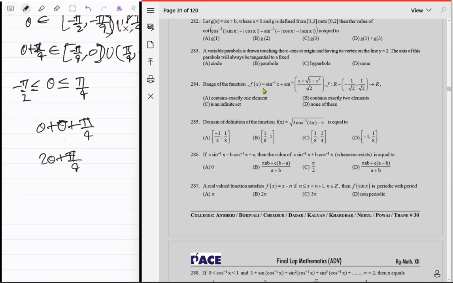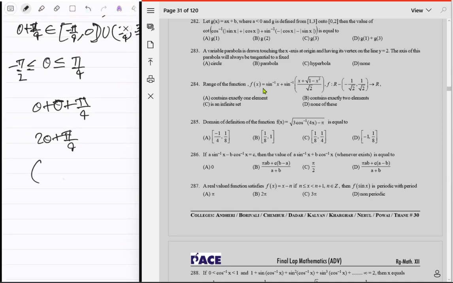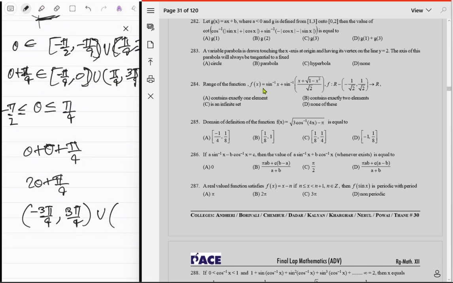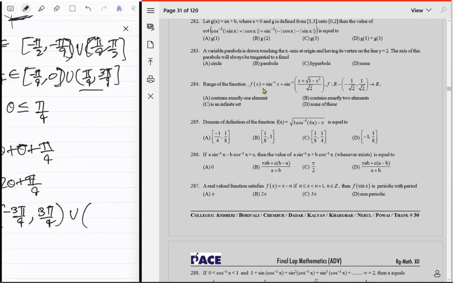What will the range of this be? Just pi upon 4 plus 2 theta, between negative pi to pi upon 2. So negative 3 pi upon 4 to, this is just 3 pi upon 4. Union, when it stays in pi upon 2 to 3 pi upon 4.